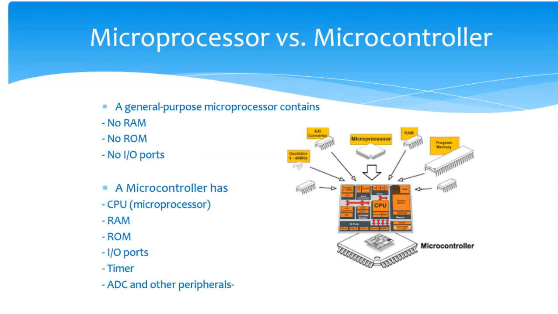So to sum up, what is the difference between microprocessor and microcontroller? Microprocessor is a general purpose processor, contains no RAM, no ROM, no input-output ports. On the other hand, a microcontroller has CPU, RAM, ROM, input-output ports, and also timer and other peripherals.